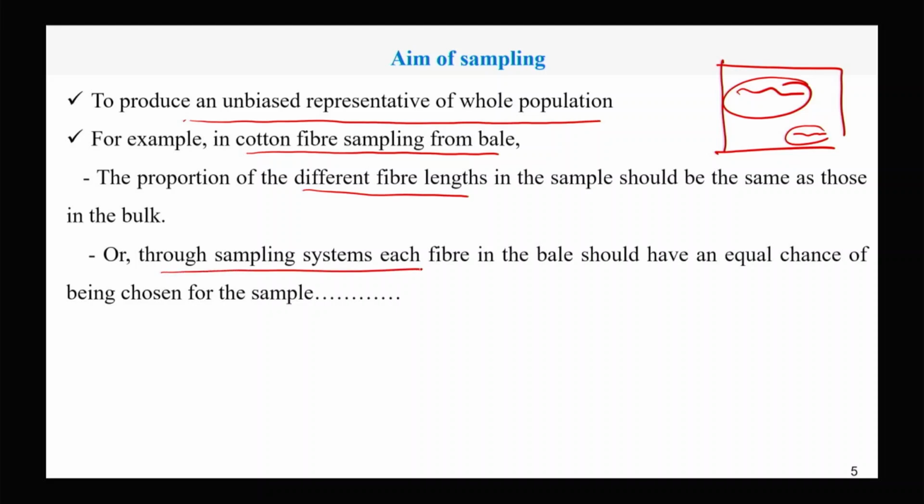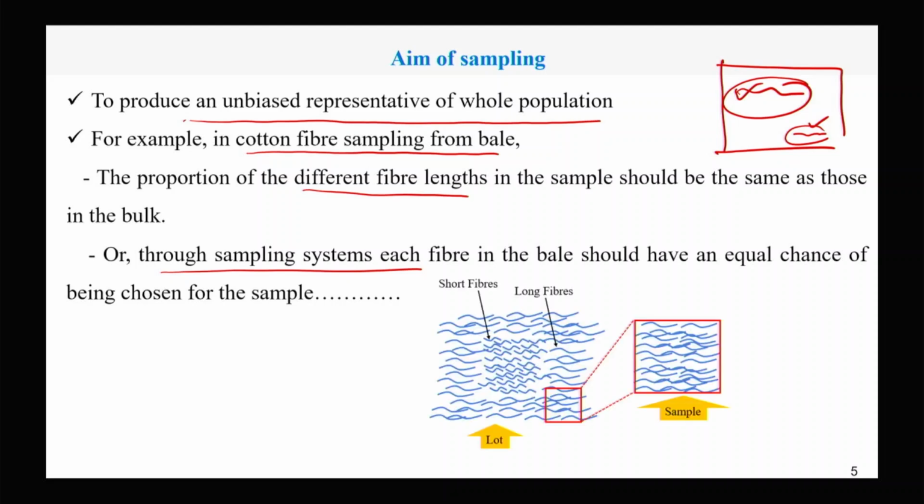So through the sampling system, we should be very careful that fibers from each proportion, or fibers of different length, have an equal chance of being selected. Now we can see from this diagram, this is one bale representing, say, cotton fiber. Within the bale, the cotton fibers are of different length. So here a length distribution is there. In this zone some longer fibers are there. Here you have shorter fibers.